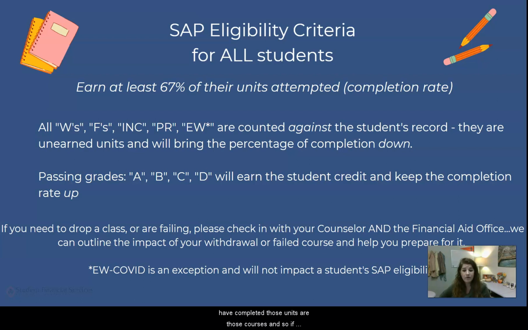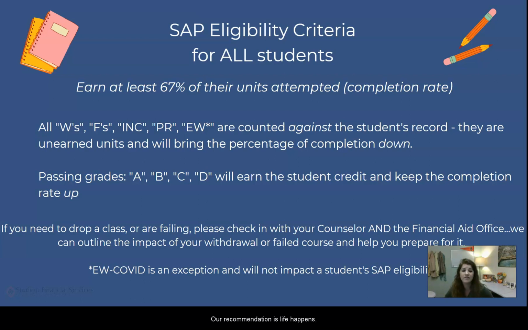And so, considering your percentage, you want to try to pass as many classes as you can and receive an earned grade, which would be an A, B, C, or D. That will allow you to receive the units for that course and keep that percentage of completion up.